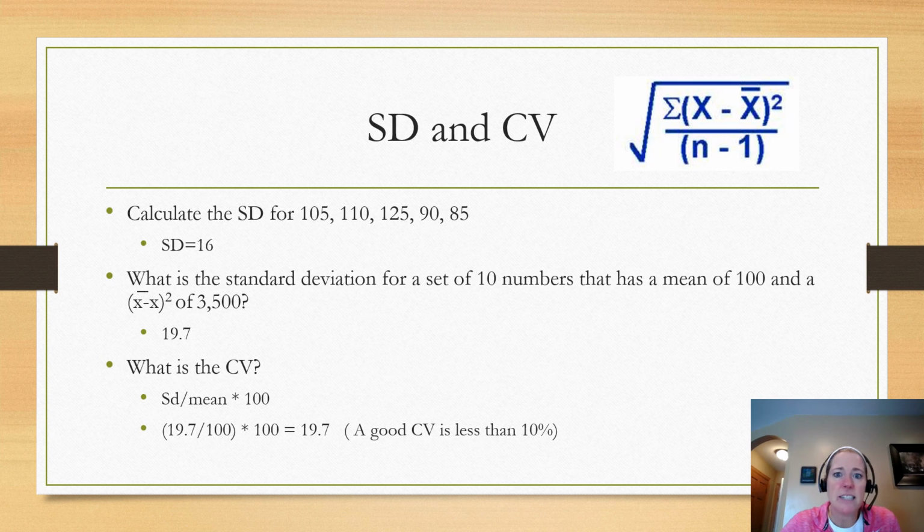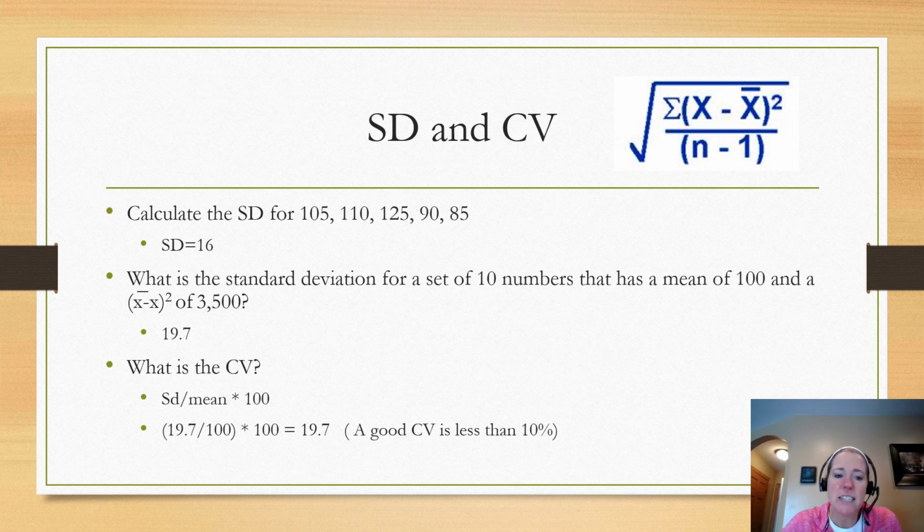Be able to calculate standard deviation and coefficient of variation. So in order to calculate the standard deviation for these numbers, you should get a standard deviation of 16. I want you to run through these in practice and see if you can do the steps. What is the standard deviation for a set of 10 numbers with a mean of 100 and this part of it being 3,500? Okay, so that's just like the summation part here. You should get 19.7. And I'll tell you right now, you have a question on your test exactly like this one in the middle, okay?